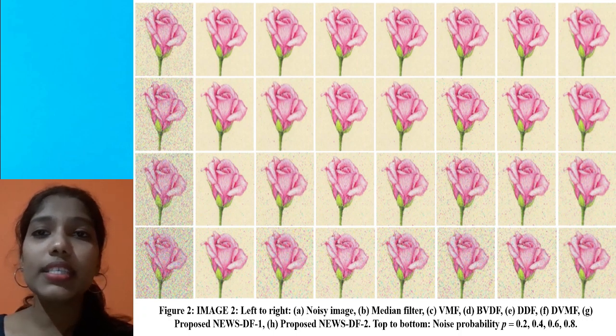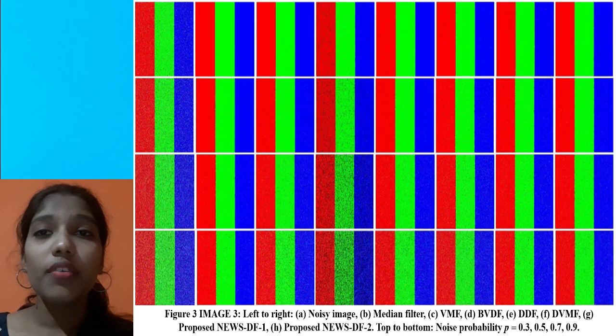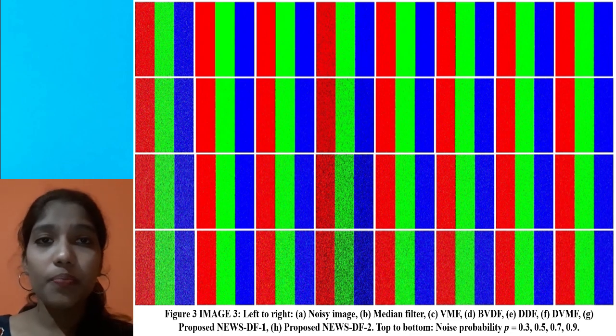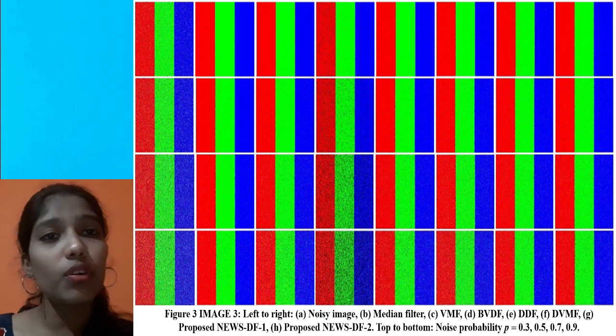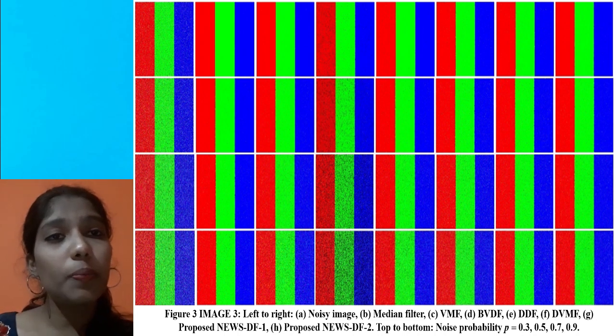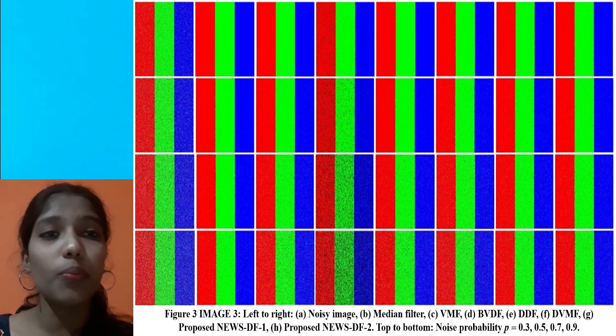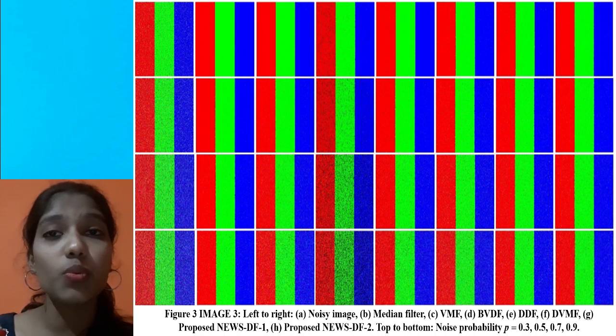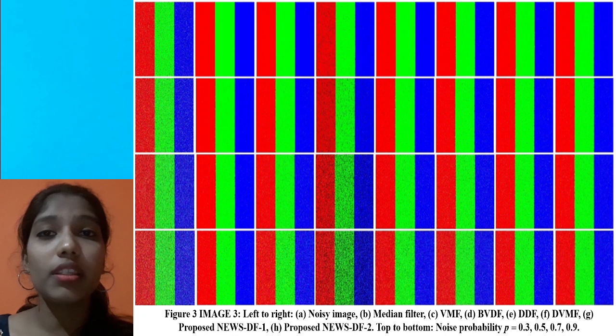Now we are going to see figure 3, which is tested on sample image 3. It has been tested for noise probability p equals 0.3, 0.5, 0.7 and 0.9. The first column is the noisy image, then the median filter and so on. In the last two columns we can see the proposed methods' images.